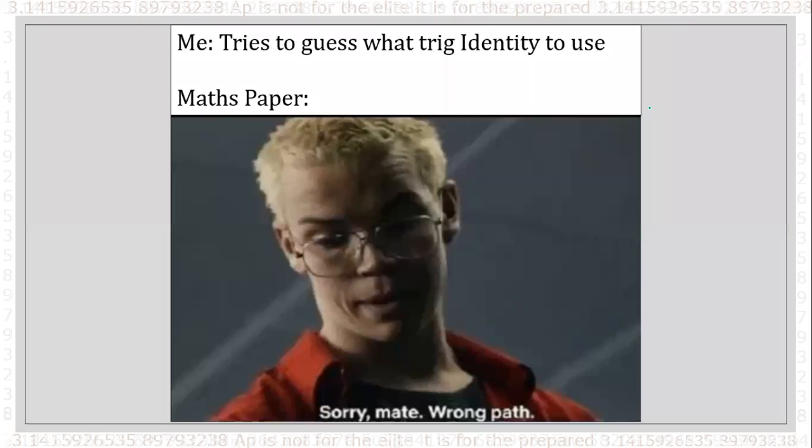Okay, a little bit of comedy for us. As we get more into trig identities, we'll see that there are different paths that we can take. There are different methods, and a lot of the time we'll make a little bit of mistakes, but we will always learn from them. So, cool.